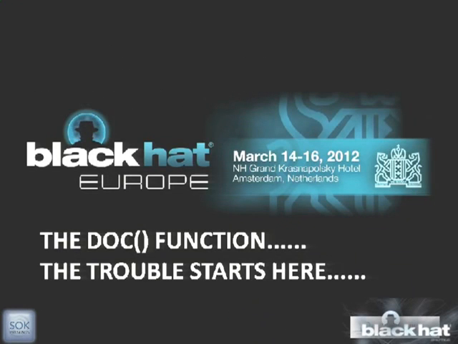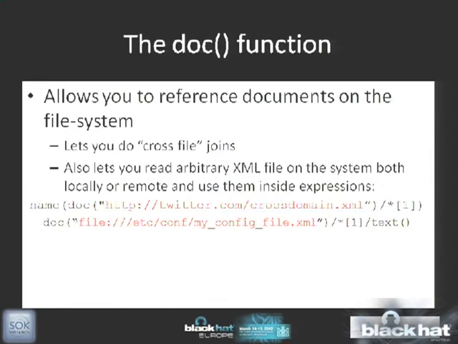Okay, XPath 2.0 supports something called the doc function. And this is where things get really interesting. You can do cross-file joins with doc functions. You can reference remote files locally. So if you were to do an XPath query, the first one, you're going to load the cross-domain file from twitter.com, and it's going to return the name of the first node. And then you can use that in a query.